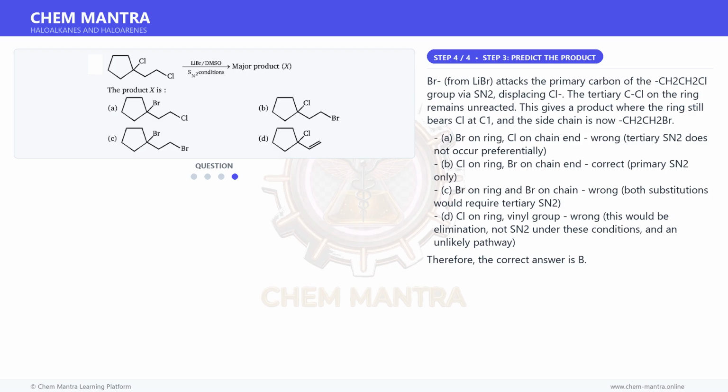B, Cl on ring, Br on chain end: correct, primary SN2 only. C, Br on ring and Br on chain: wrong, both substitutions would require tertiary SN2. D, Cl on ring, vinyl group: wrong, this would be elimination, not SN2 under these conditions, and an unlikely pathway.